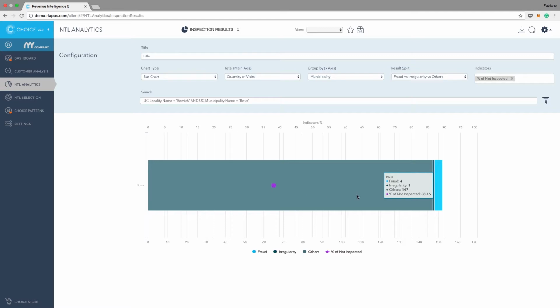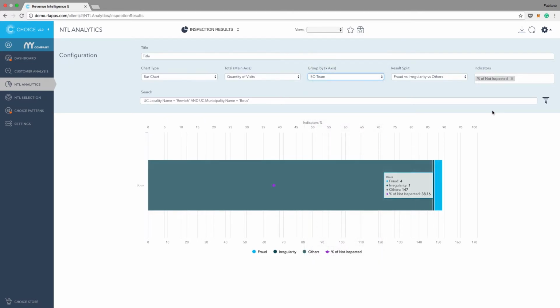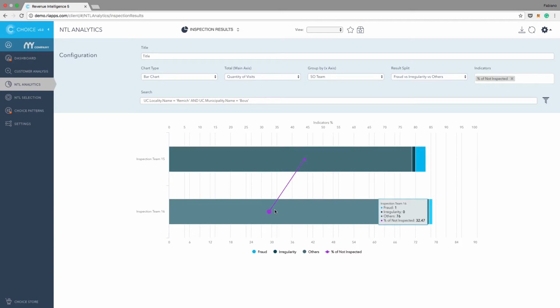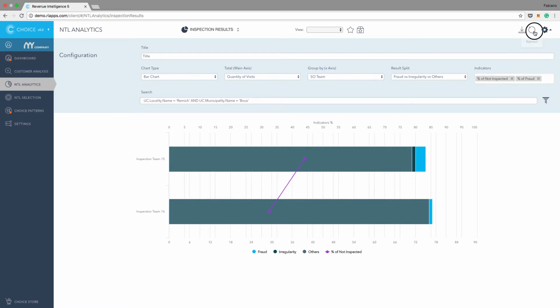Let's check if we have some problems with the service order team, with the inspectors. Not really. The difference is 44% and 32% between inspection team 15 and inspection team 16. So I think it's not a problem of the inspection team. Let's put another indicator here, for example, percentage of fraud. Both teams are getting around 4% of fraud here and 1.3% of fraud here.